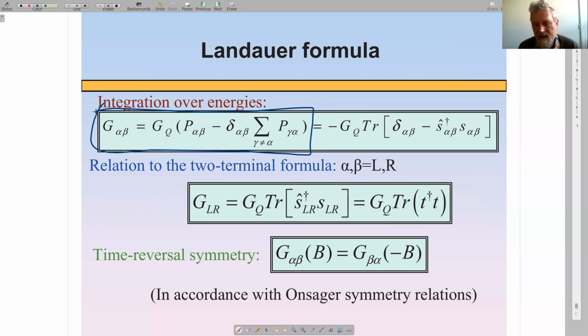And of course, one can elaborate it for two terminals as well, and we end up with the formula which we used before, which was a sum of transmission coefficients. Transmission coefficients being eigenvalues of this squared transmission block of the density matrix. Fine.